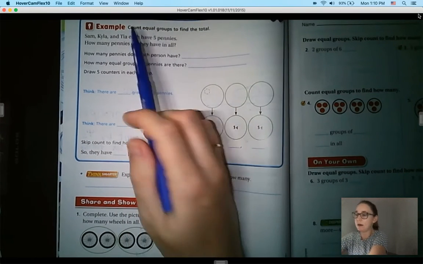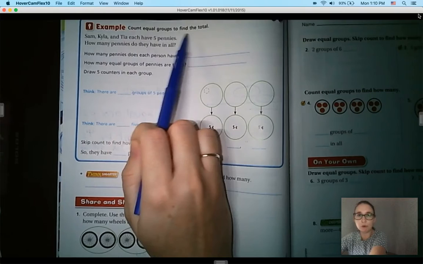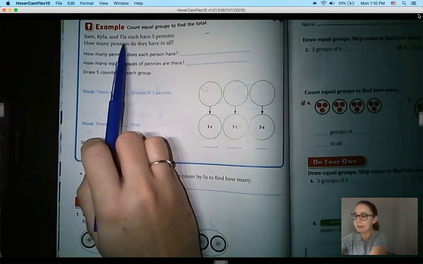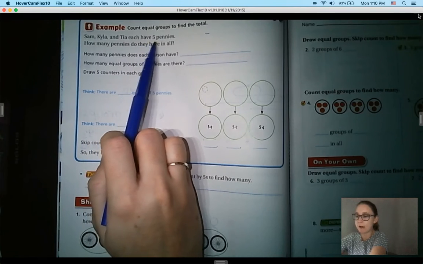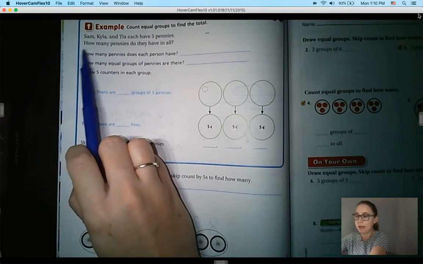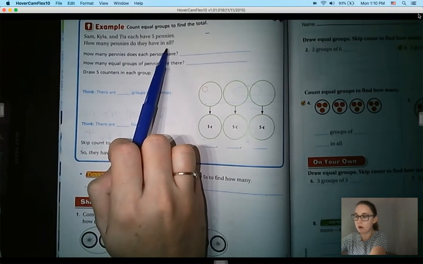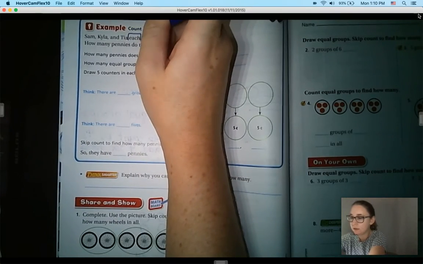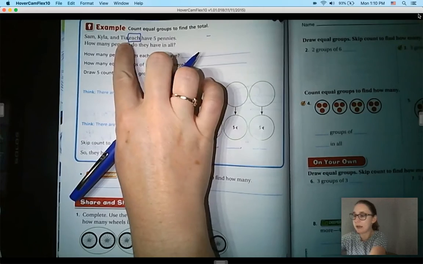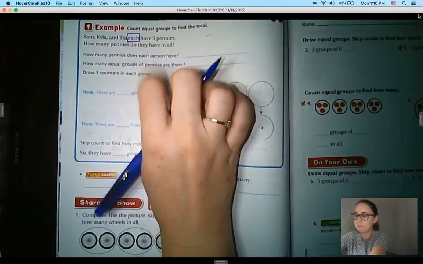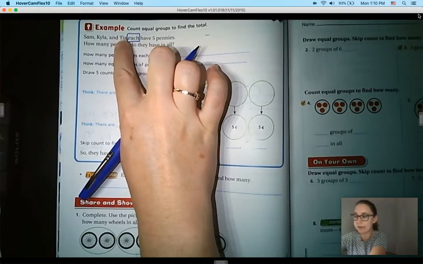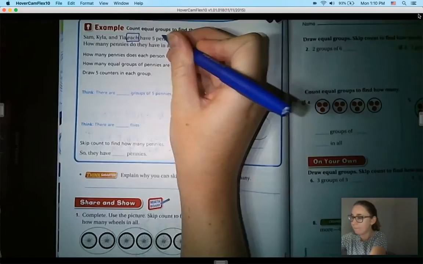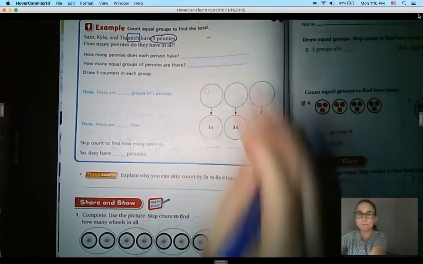So our problem says count equal groups to find the total. Sam, Kyla, and Tia each have 5 pennies. How many pennies do they have in all? So the important word here is each. Each means that every one of these people have 5 pennies. So Tia has 5, Kyla has 5, Sam has 5. They have 5 pennies.